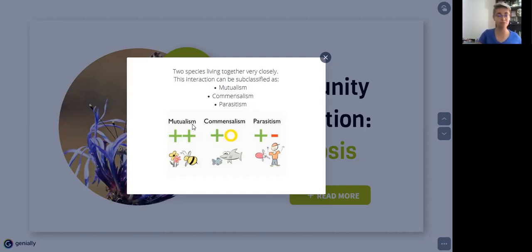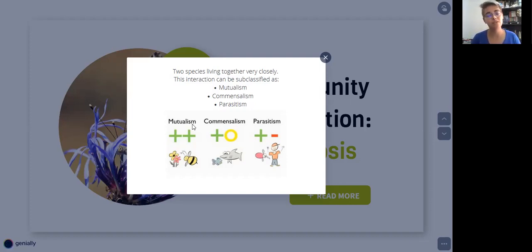We can say, for example, that you and your pet: your pet needs shelter and food, and you're providing it with that, and it is giving you in return tons of love. So everybody wins here. It's a win-win situation. We're talking about mutualism, and there are a lot of these examples in nature.